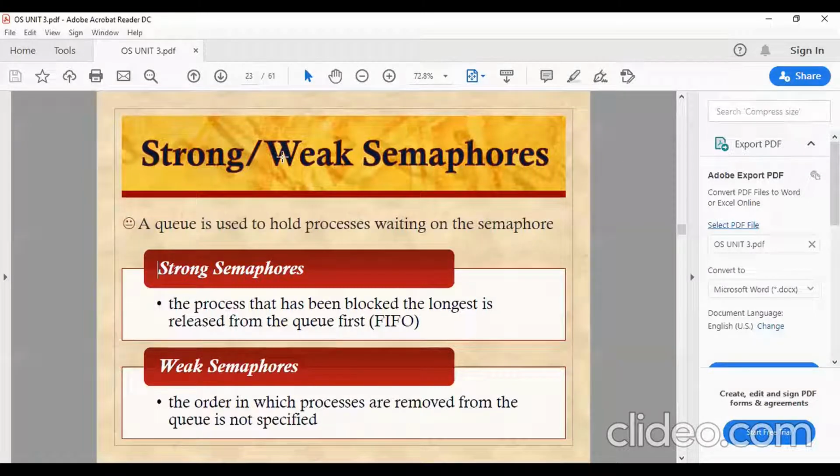And in a weak semaphore, the order in which processes are removed from the queue is not specified, meaning any process can be removed from the queue and allocated the resource. That is called a weak semaphore. The order is not followed. While in the strong semaphore, the process that is waiting for more time is released first using FIFO, first in, first out. So these are the 4 types of semaphore.